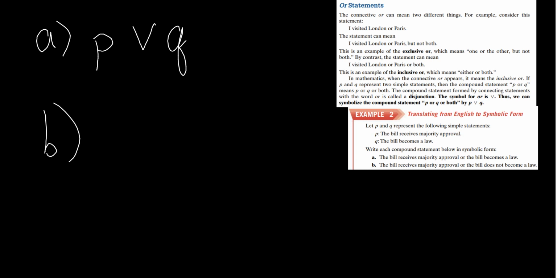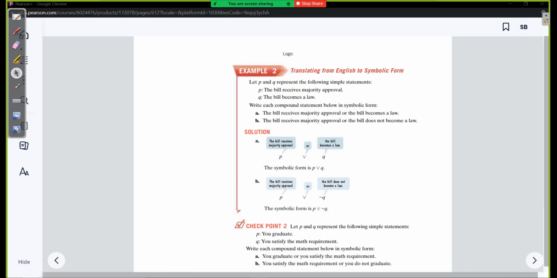B, the bill receives majority approval. So same thing, we're going to start off with a P. Or the bill does not become law. So we put a not becomes law. Right? So that's the gist of and or. Basically, you honestly just read the statement and then you put the and or the or statement, respectively, depending on your problem.